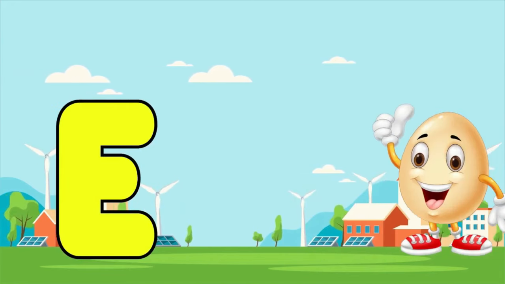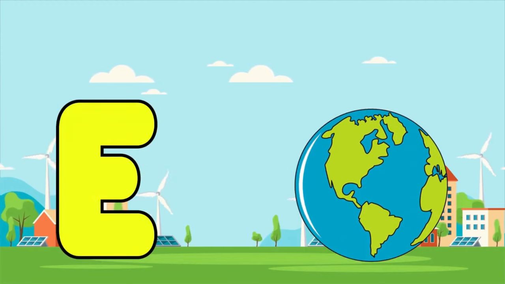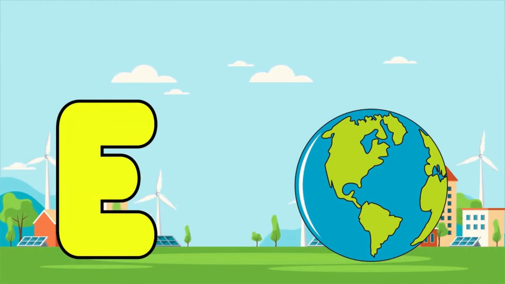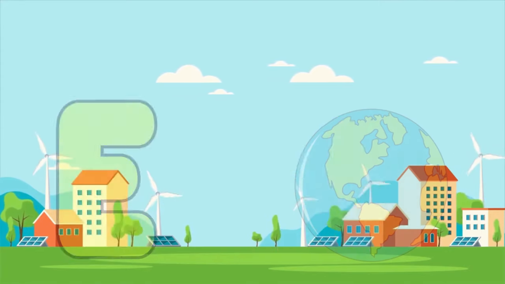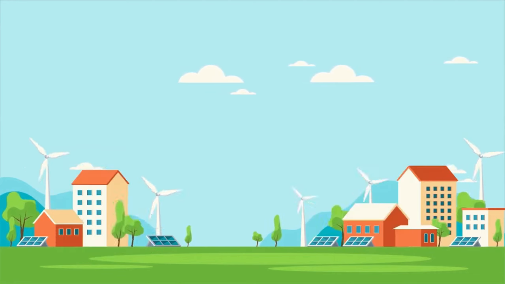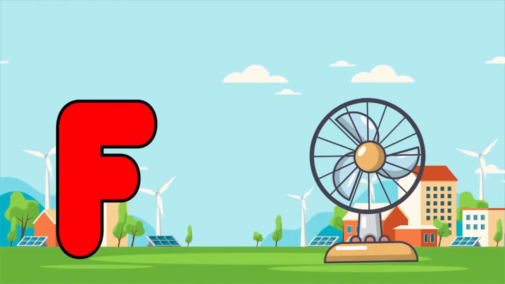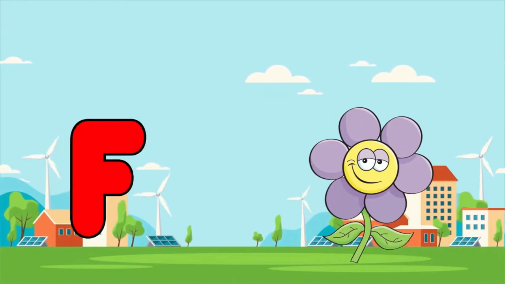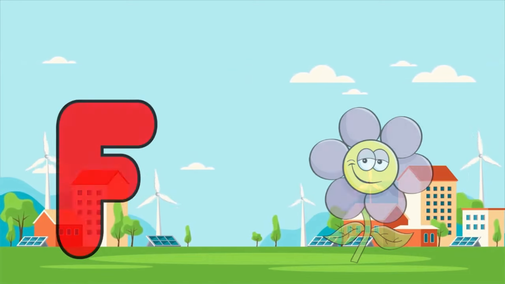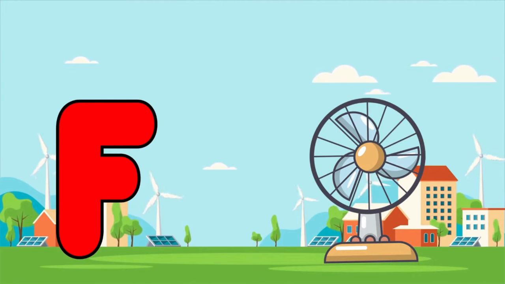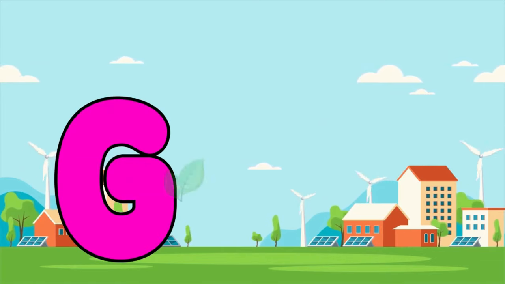E is for eggs. E-E-eggs. E is for earth. E-E-earth. F is for fan. F-F-fan. F is for flower. F-F-flower. G is for green.